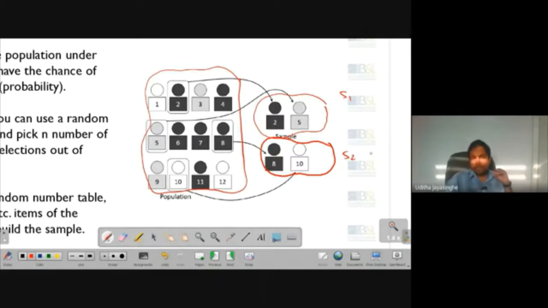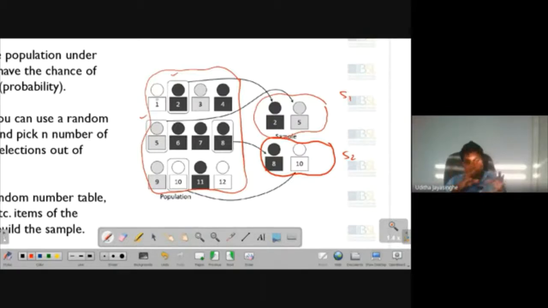So if you take sample number 1, this item number 2 and item number 5, how are they being selected? It is by merely taking up the numbers that have been allocated to them. One classic example that you and I can see in the real world will be something like a lottery draw.